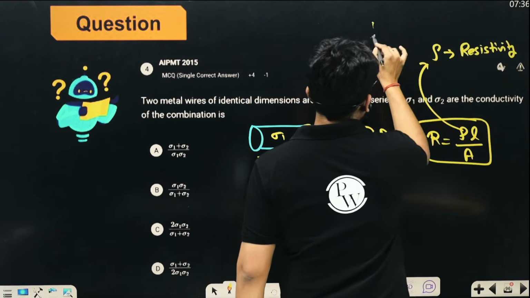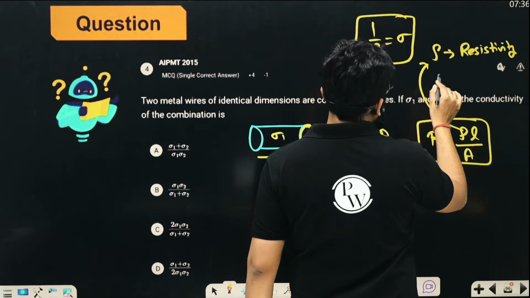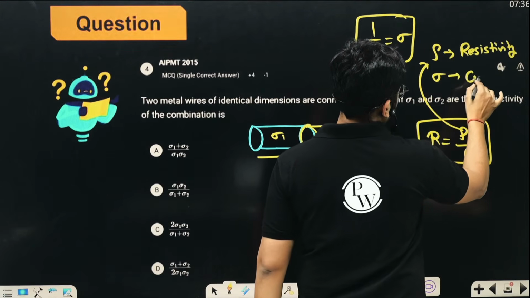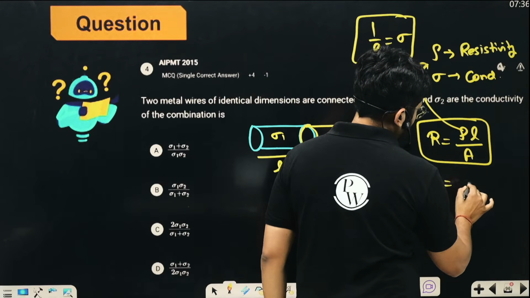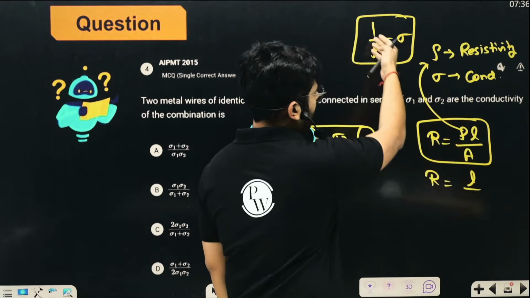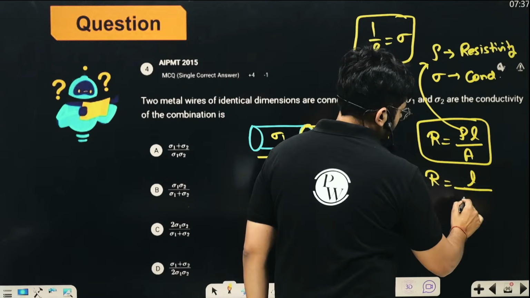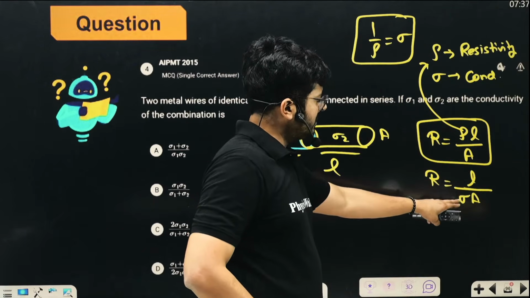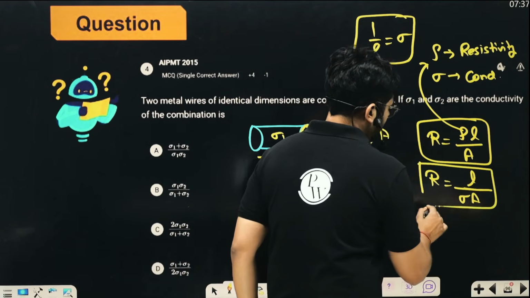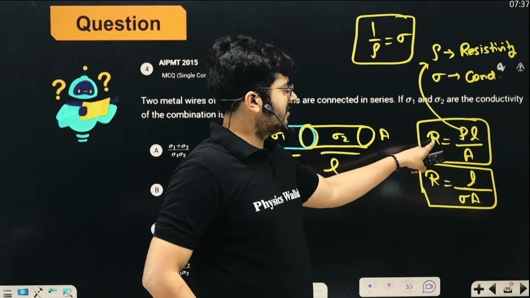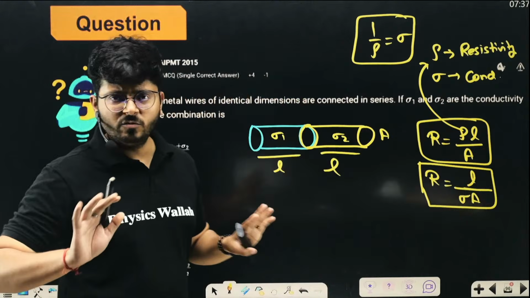1 upon rho is called conductivity, right? This is a better way of looking at these things. So sigma is conductivity. Now the same expression for resistance in terms of conductivity will be L upon sigma A. In place of rho, we can put 1 upon sigma, so we can invert it. 1 upon sigma is nothing but rho, so both the expressions are the same. This expression is resistance in terms of resistivity. This expression is resistance in terms of conductivity. Both are the same thing, right?